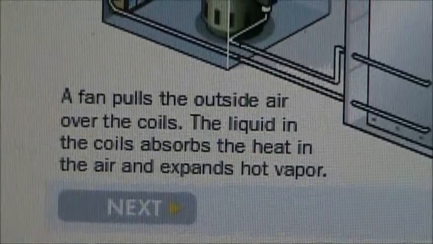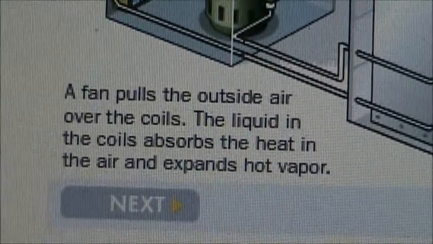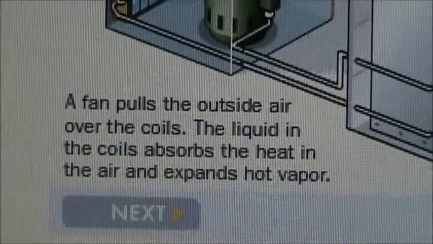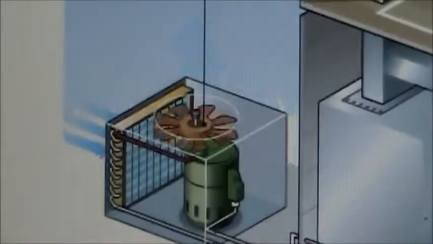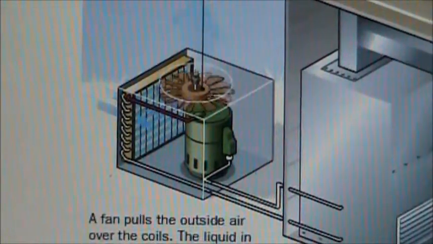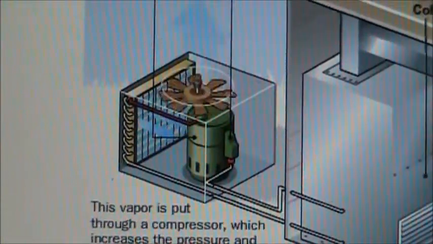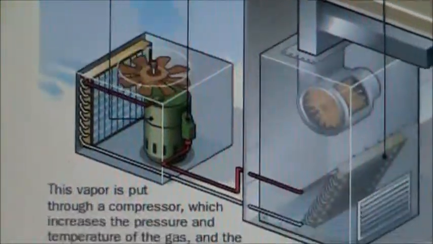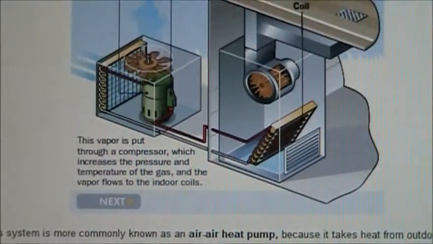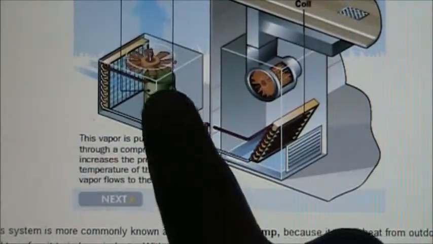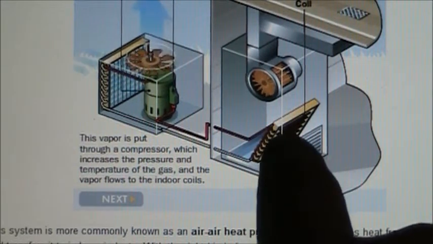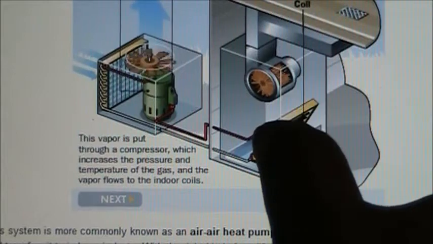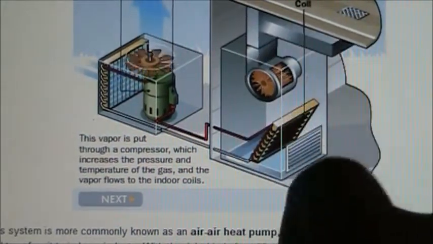There you go. A fan pulls the outside air over the coils. Liquid in the coils absorbs the heat in the air and expands into hot vapor. So now you can see it shows the fan pulling outside air over the coil. Click next. See, just like I said, the compressor is now pumping its hot gas to the indoor coil, making it hot, and the fan's blowing air over it to heat the house.